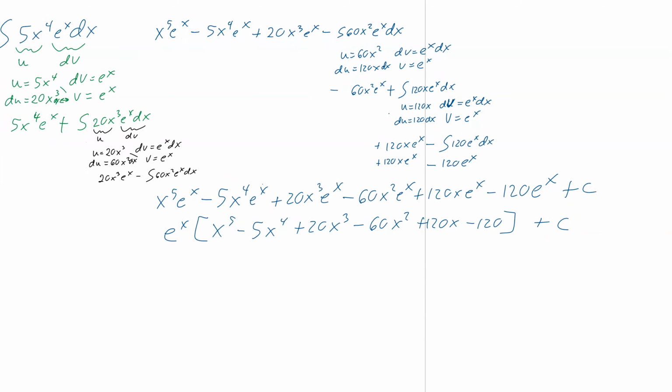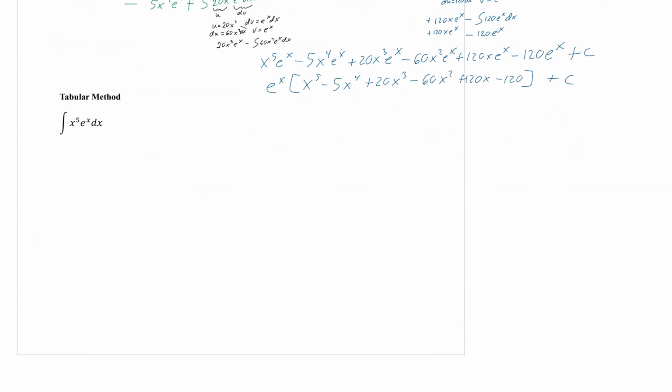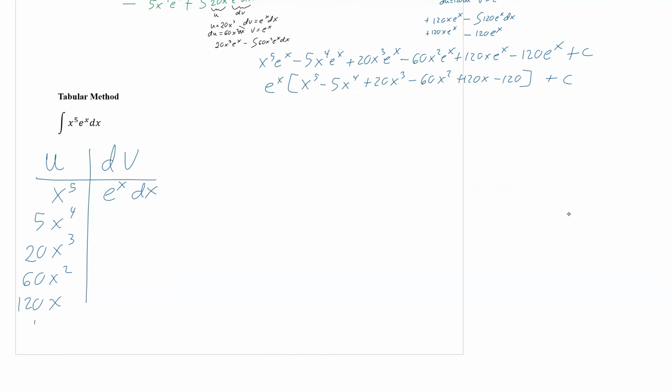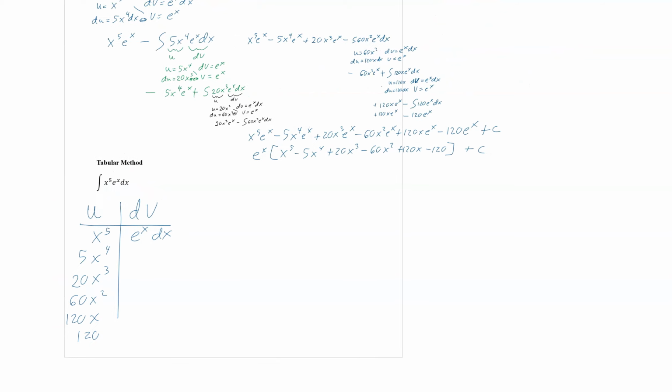So if we use this, the reason they call it a tabular is we're going to make a table. So we're going to call the first one u. We're going to do the exact same problem, but this time the tabular. You can see I have less room here. So we start with our x to the 5, and then we put here our e to the x dx. And what we're going to do is take the derivative of this one all the way down, because that's all we did on that previous problem. That was it, right? You can see it.